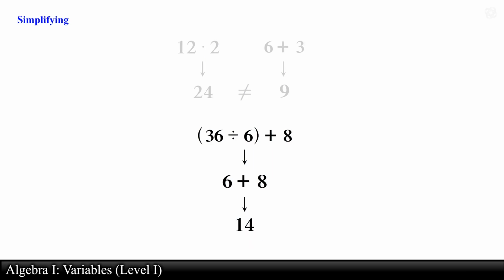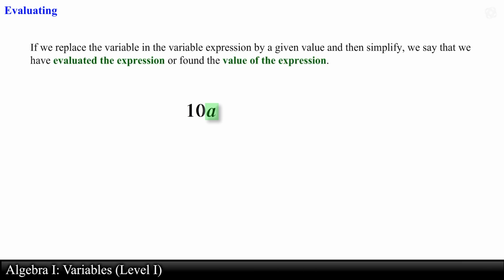Alright, now let's go back to the variable expression. Say we have the variable expression 10 times a, or 10a for short. Remember that the variable, represented by the letter a, represents one or more numbers. If we replace the variable in the variable expression by a given value, and then simplify, we say that we have evaluated the expression or found the value of the expression.